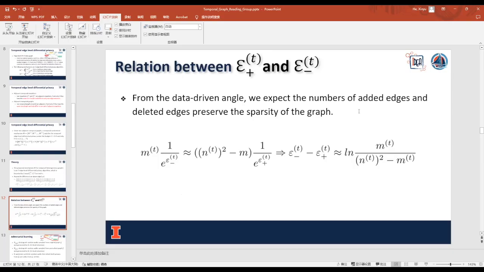So in this paper, when we are conducting the experiments, we enforce that epsilon minus and epsilon plus follow the following relationship. The M here is the number of existing edges in the graph, and this n squared minus m is the number of non-existing edges in the graph. So overall, this expresses that the number of deleted edges and the number of added edges are the same.